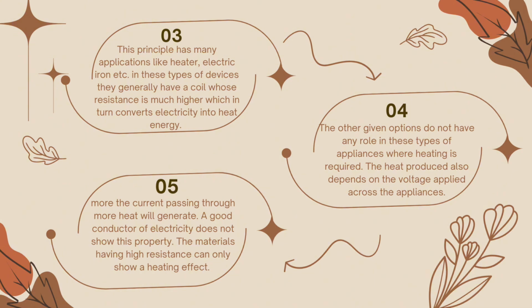In these types of devices, they generally have a coil whose resistance is much higher, which in turn converts electricity into heat energy. Fourth, the other given options do not have any role in this type of application, where heating is required. The heat produced also depends on the voltage applied across the appliance. Fifth, the more current passed through, the more heat will generate. A good conductor of electricity does not show this property. Materials having high resistance can only show a heating effect.